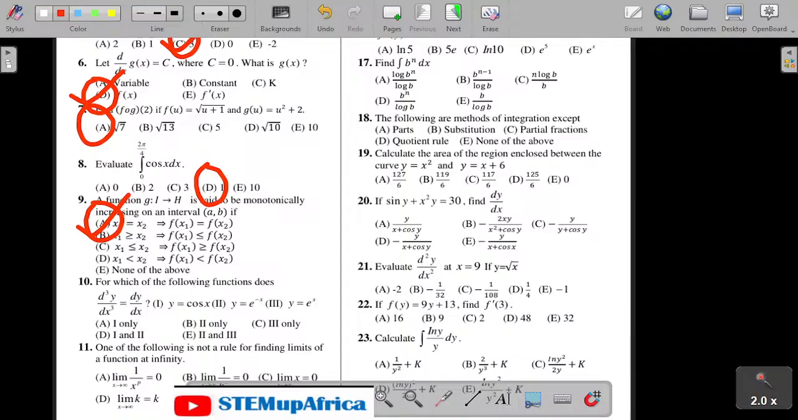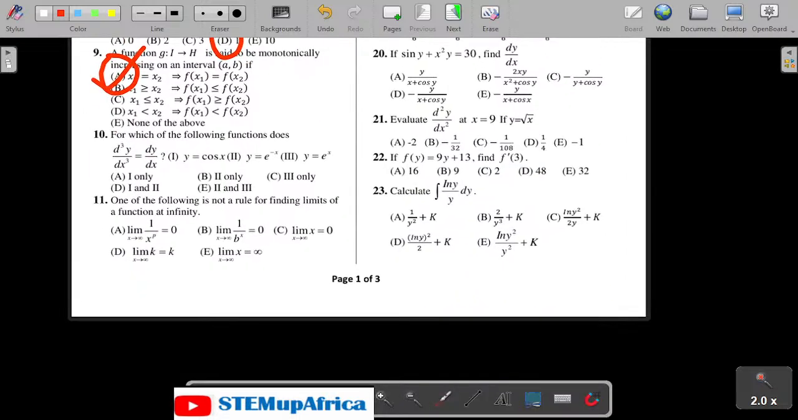Then look at question 10. Now look at question 10. Which of the following functions satisfies d cube y over dx cube equals dy dx? The only function that can satisfy that is Roman figure 3. Let's check Roman figure 1 down to Roman figure 3 to be sure. Not that I'm just saying it.